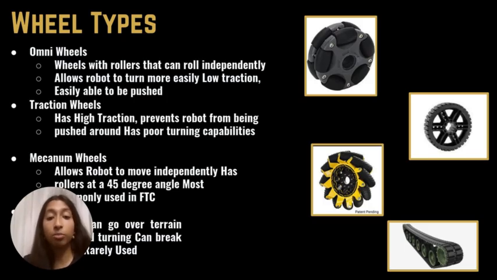Okay. So we're going to go over the wheel types. There are four main wheel types: Omni, Traction, Mecanum, and Treads. Firstly, the Omni wheels allow you to turn easily, but they don't really hold onto the ground that well, so they have very little traction. Traction wheels are better because they grip the floor really, really well. However, they're not able to turn as smoothly. The Mecanum wheels are the most popular to use in FTC because they have small little rollers, so it's able to move in any direction. And lastly, the Treads are great for climbing. However, they're very fragile and hard to turn, so they're not used frequently.